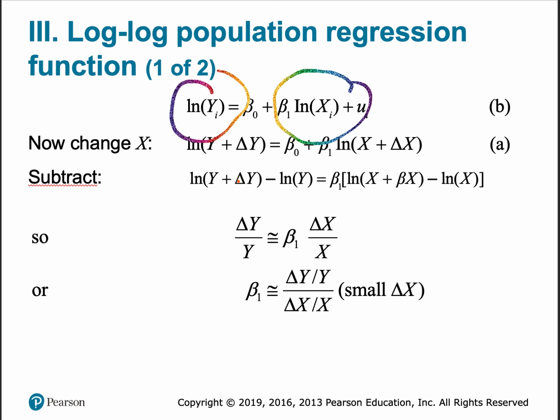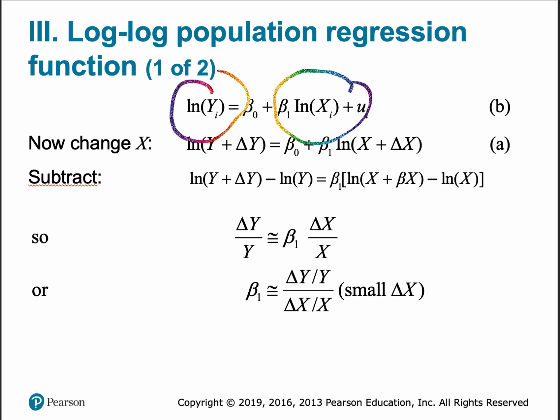So we subtract the original value of predicted y minus the new value of predicted y for a change in x, subtract the two, and we get this expression that the change in y over y is approximately equal to beta 1 times the change in x over x. Solving, beta 1 is approximately equal to change in y over y all over change in x over x for a small change in x.